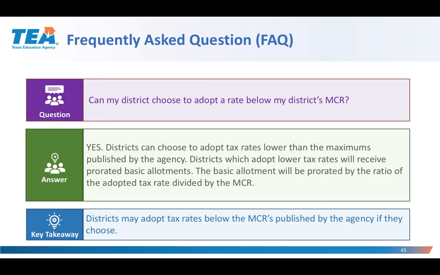So, some frequently asked questions that we've received. Can my district choose to adopt a tax rate below the district's MCR? Yes. Districts can choose to adopt tax rates lower than the maximums published by the agency. Districts which adopt lower tax rates will receive prorated basic allotments. The basic allotment will be prorated by the ratio of the adopted tax rate divided by the MCR. So if you adopted 85 cents and your MCR is 0.9164, your basic allotment would be reduced by the fraction of 85 divided by 91.64.